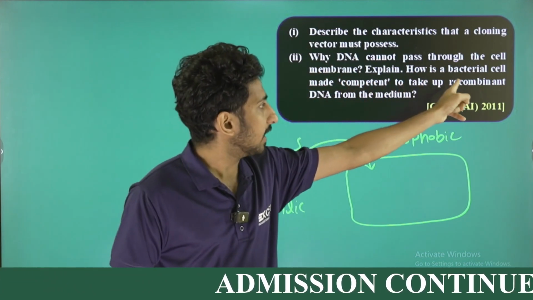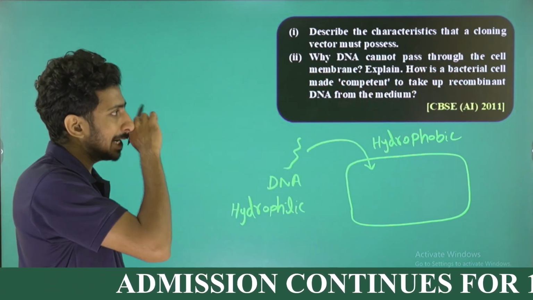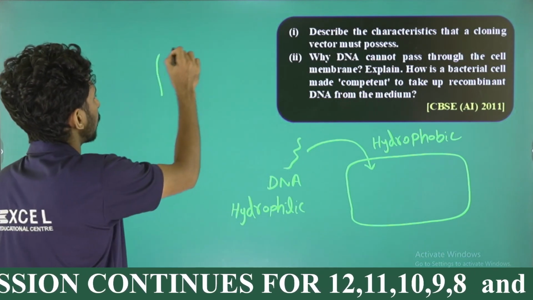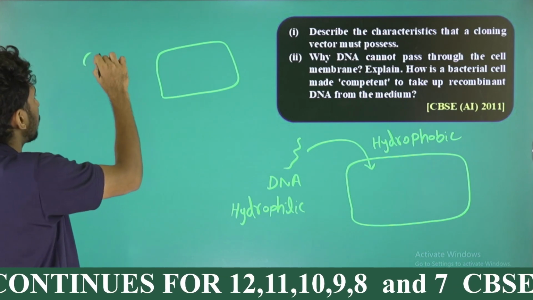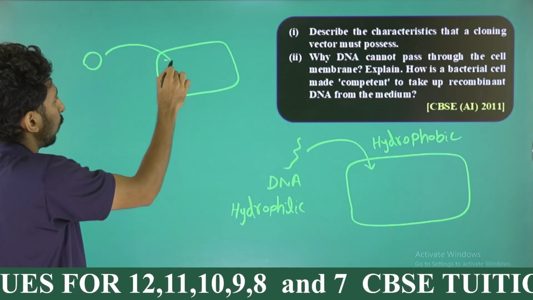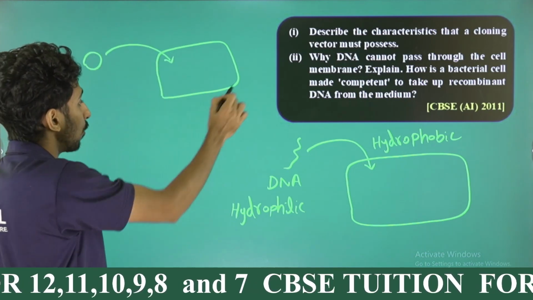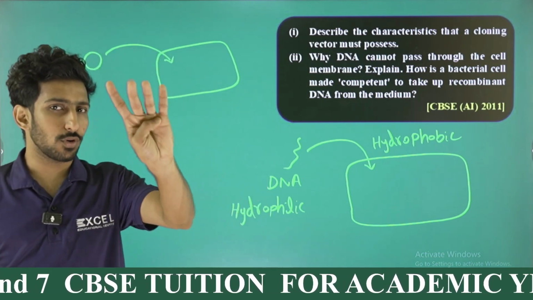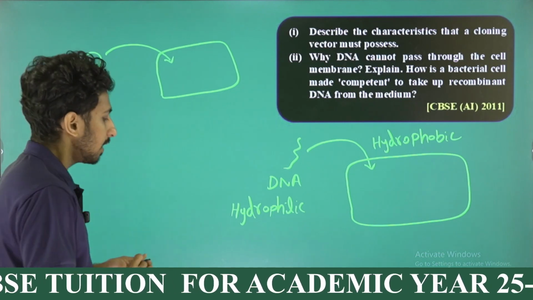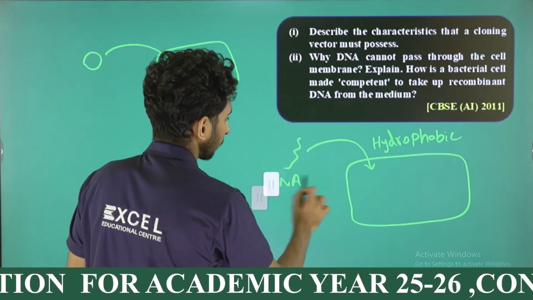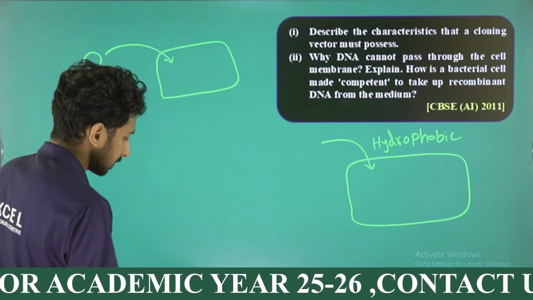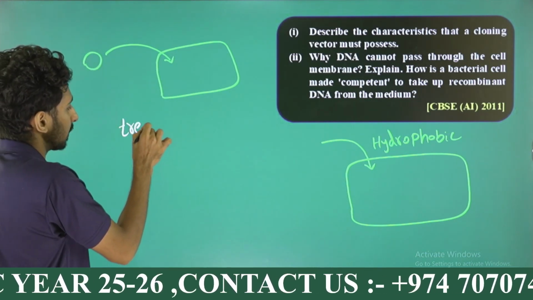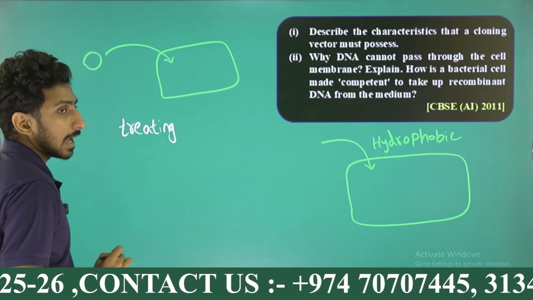Next one, explain how a bacterial cell is made competent to take up a recombinant DNA from the medium. If we want to introduce a recombinant DNA into a host, we have to make the host cell competent. How to make the host cell competent? There are 4 steps. I'll write the 4 steps here. First one, treating the host cell with calcium ions.